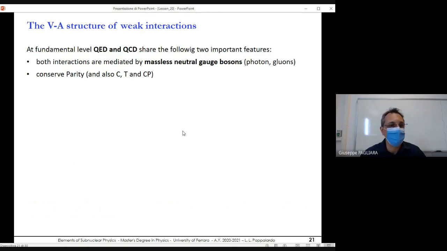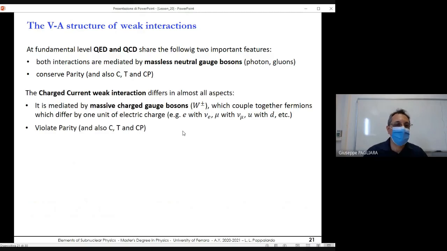The difference between QED and QCD, the main difference is that the gauge bosons, the gluons, carry color charge. And this makes the theory non-abelian and self-interacting, if you remember. Now, charged current weak interaction differs in almost all respects from the other two.